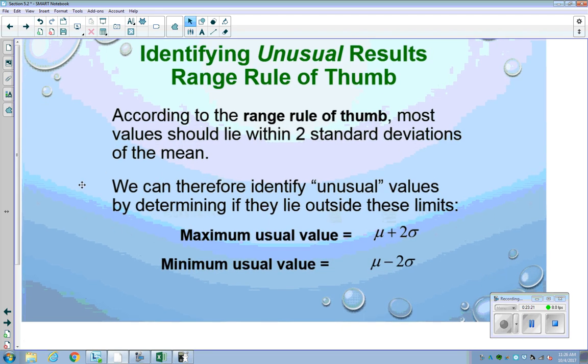Okay, so here we are, back to that rule of thumb with whether something is usual or unusual. And again, we're going to be using that those values should lie within 2 standard deviations of the mean. If they identify unusual values, those are beyond the limits; they are not within 2 standard deviations from the mean.